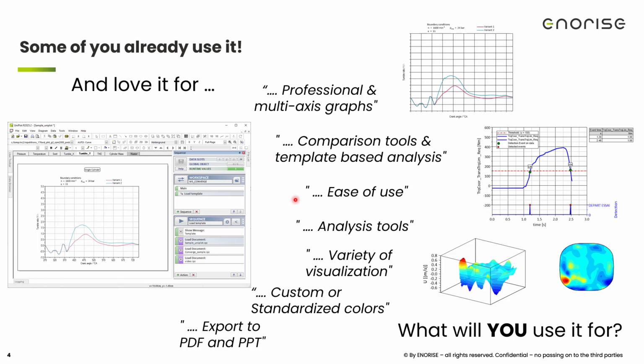For its ease of use, engineers can get results quickly without a steep learning curve. Or for the analysis tools and visualization options, from cursors to cycle analysis to synchronized video. For standardization of colors, formulas, and workflow, which is especially important in team environments. And finally, the effortless export, directly to PDF, PowerPoint, or Word, making reporting a one-click step. These are the reasons UniPlot has become part of the workflow for some Converge users. And the question I'd like to leave you with is, what will you use it for?